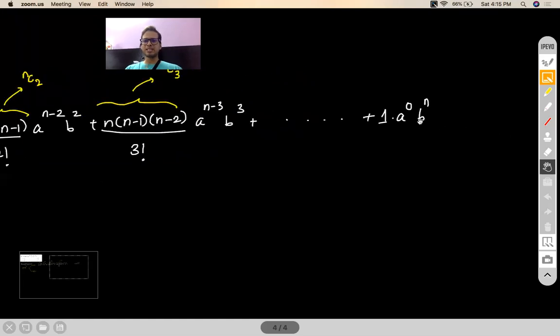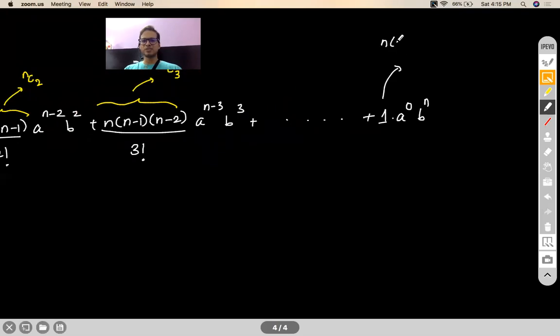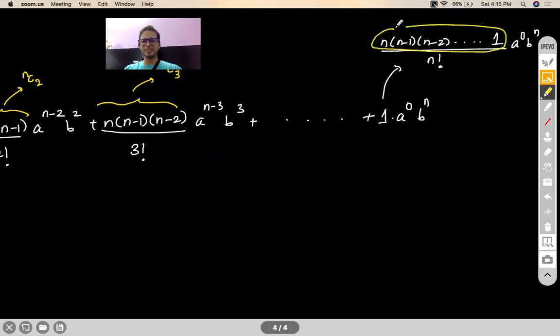Now, why does the last term actually become 1? Many people ask me. It's because it is actually n minus 1, n minus 2, all the way till 1 by n factorial. So what happens is this term itself is n factorial, the numerator itself is n factorial. So n factorial by n factorial will cancel out and give you a 1.